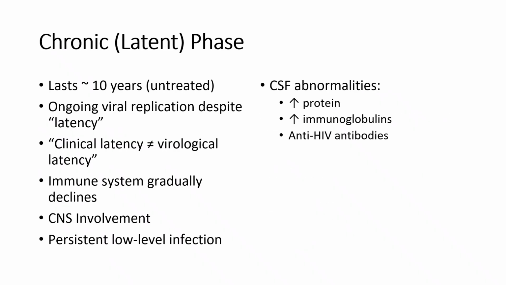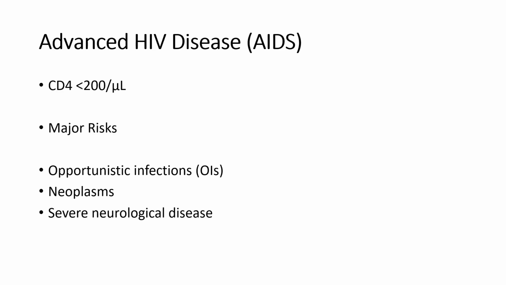Whereas in the chronic phase, which may last 10 years if the patient is untreated, there will be ongoing replication despite the latency of this phase. It is a clinically latent phase but not virologically latent. The viral replication keeps happening. The immune system gradually declines and CNS involvement is usually seen. Some patients may go on to persistent low-level infection. In these cases also there is elevated CSF protein, elevated immunoglobulins, and anti-HIV antibodies can be detected in the CSF.